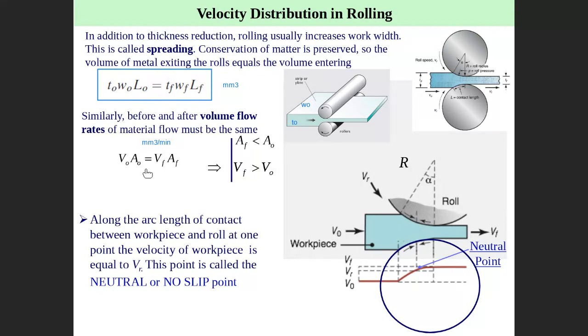What is the issue? Please give me your attention. If volume flow rate is constant, then you can see this is the AO, this is the AF. What is the relation between AO and AF? AO is bigger. The initial cross-section area is bigger than the final cross-section area. AF is smaller than AO.